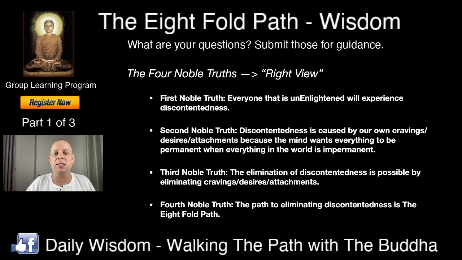Well, okay, that's helping you to understand the problem. The problem is that the mind is getting shaken up. It's unsteady, it's uncalm. This is the problem. Now we move into the second noble truth, which is explaining the cause of why this mind gets shaken up and experiences discontentedness. Discontentedness is caused by our own cravings, desires, attachments, because the mind wants everything to be permanent when everything in the world is impermanent.